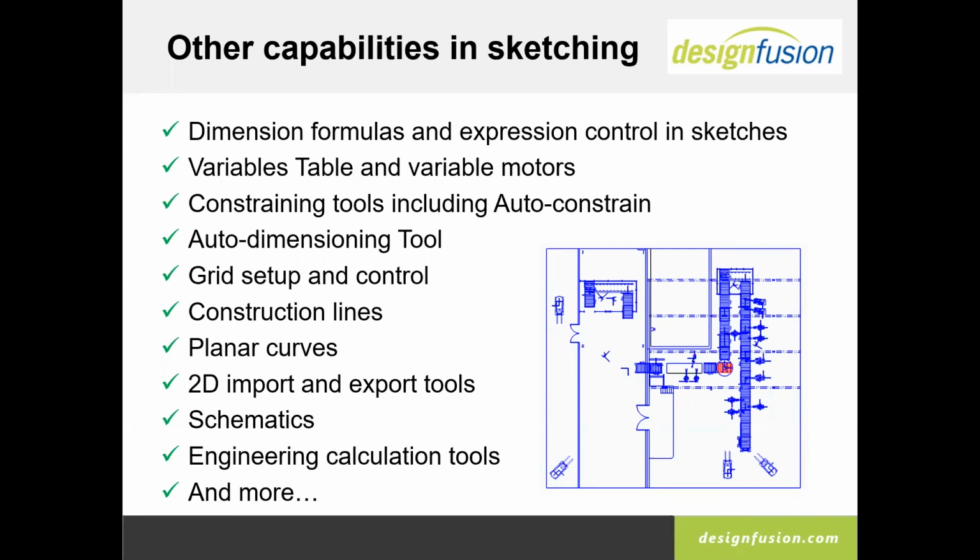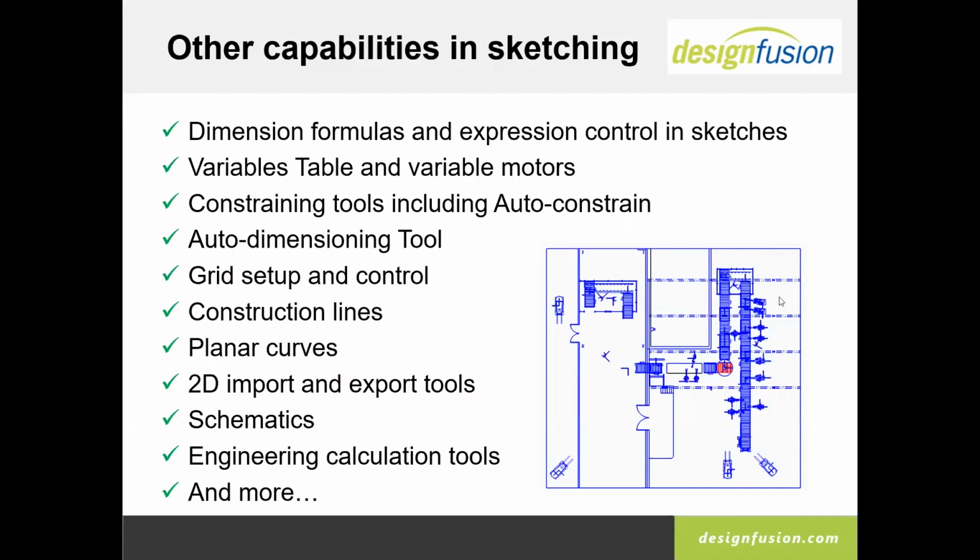So if you're doing a plant layout, we can do a grid pattern. We can work with construction lines to help us control things. You can create planar curves. So if you want some B-spline style curves or best fit curves, you can do 2D import and export. So I can import AutoCAD drawings or export out to AutoCAD. We can do schematics. We even have engineering calculation tools, and there's a lot more.